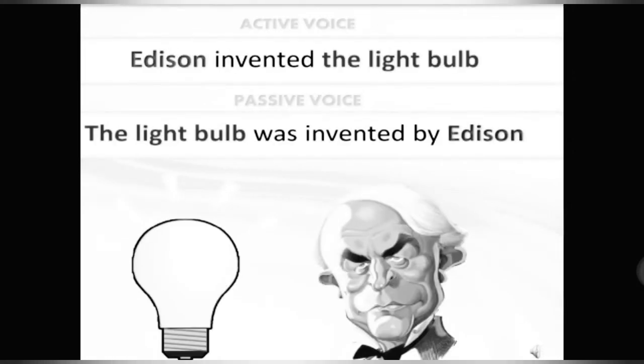Another example, Edison invented the light bulb. This example is in active voice. So how do we convert it into passive voice? Very first we will put the object. And what is our object? The light bulb. So we will start with the light bulb. Now we will use helping verb, that is was. Then third form of the verb, invented by Edison. So the correct formation is the light bulb was invented by Edison.